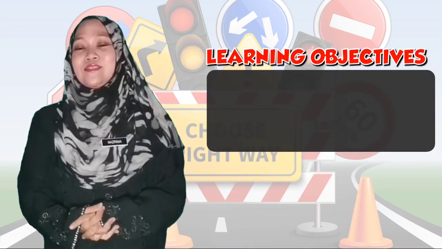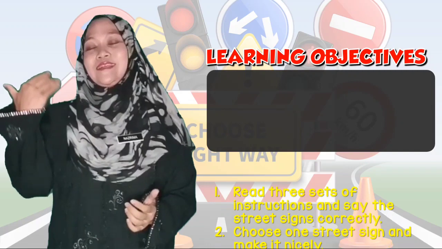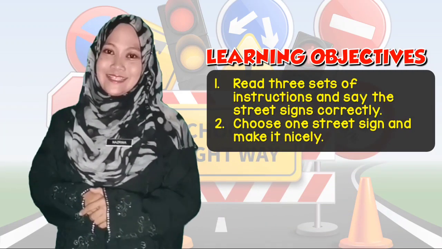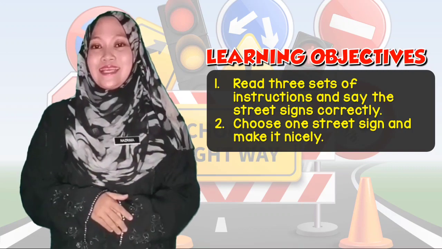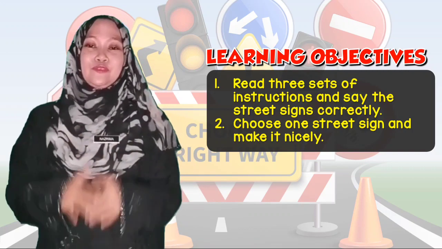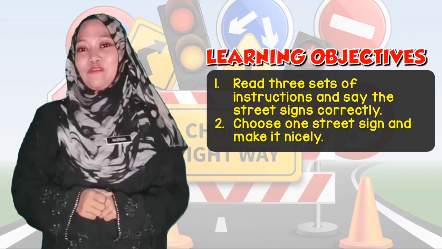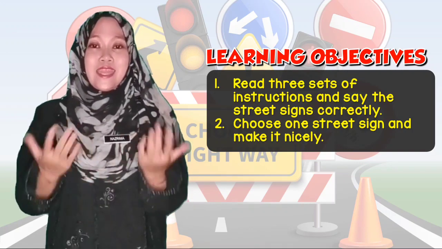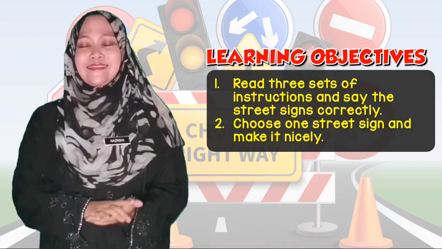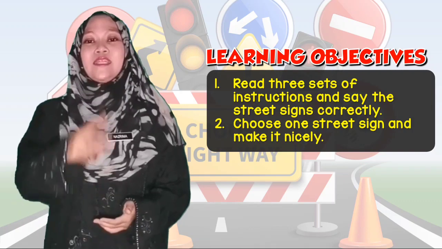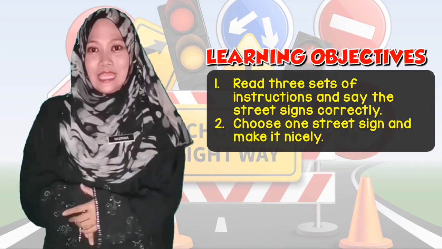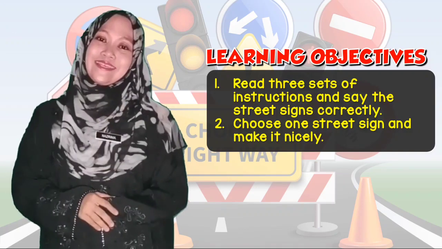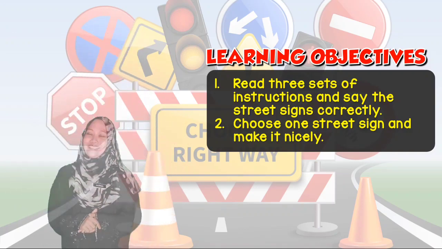Before we start our lesson today, let us look at the learning objectives for today's lesson. Number one, by the end of today's lesson, you will be able to read 3 sets of instructions and say the street signs correctly. Number two, by the end of today's lesson, you will be able to choose 1 street sign and make it nicely.